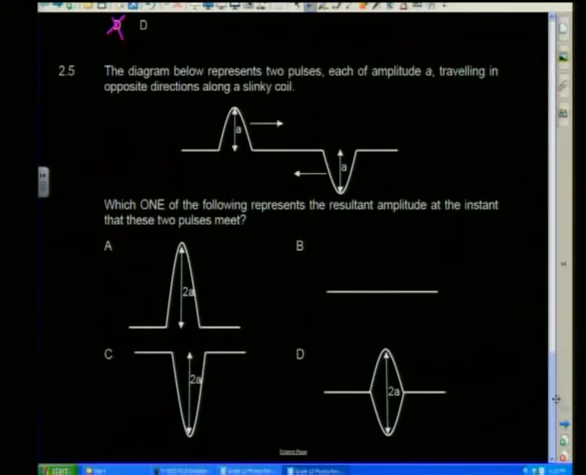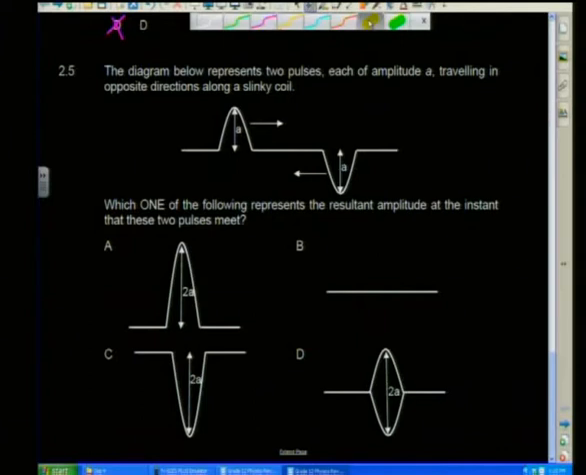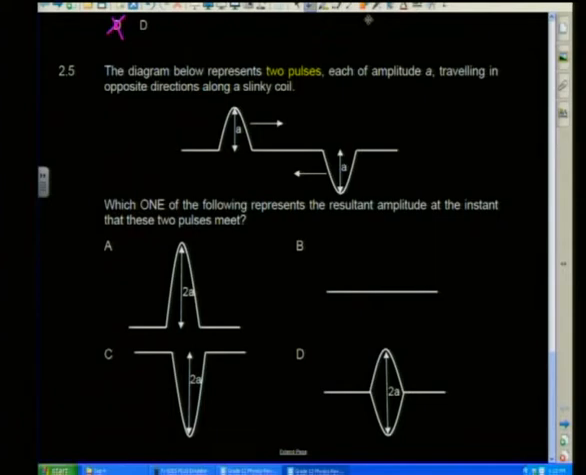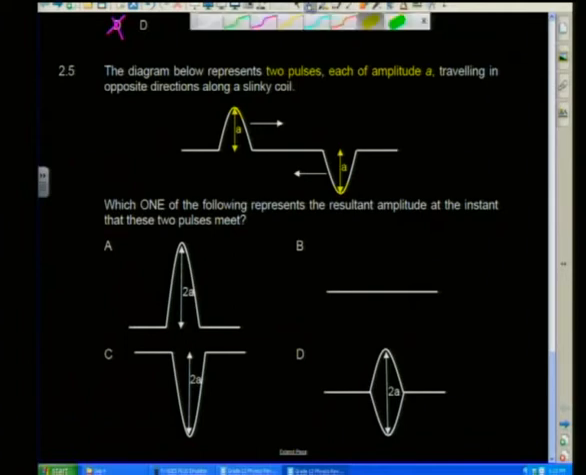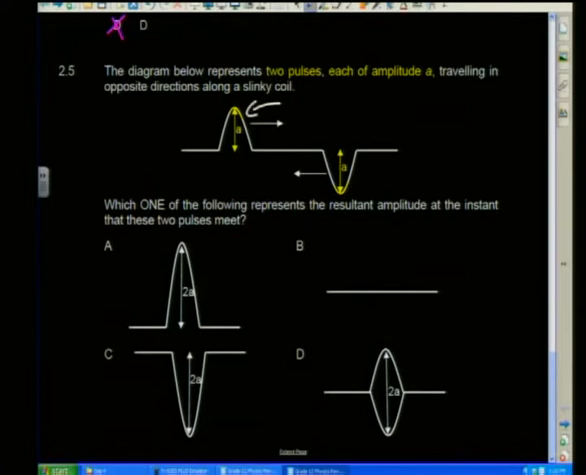The diagram below represents 2 pulses. So let's take into account the things which we are talking about. So 2 pulses, each of amplitude A. Now that's pretty important. So that means that they are the same size. They're traveling in opposite directions along a slinky coil. Doesn't matter what they're traveling on, but basically they're coming towards each other. Now I want you to see this. These waves have got exactly the same amplitude. One is above, one is below. So if I was to label them as parts of a wave, that one would be a crest, and this one would be a trough.